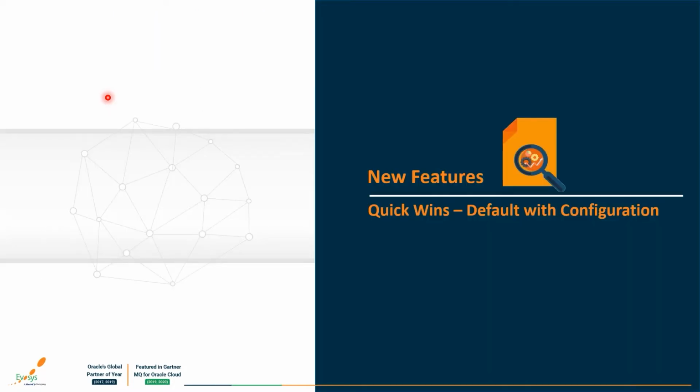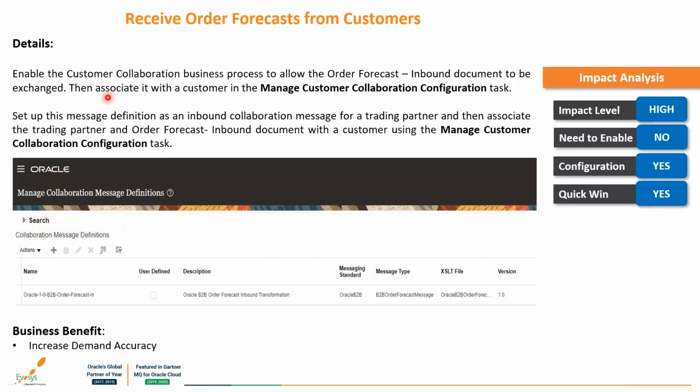Now coming to the default quick wins with some configurational changes. The first one in the list is receive order forecast from the customers. So from the B2B perspective, we can now receive the customers' order forecast as well, which at the end would help us to increase the accuracy on the demand. This is more of an XML option where under the manage collaboration message definition, we have to enable this, and the customers can send out their forecast information and that can be received in the system.